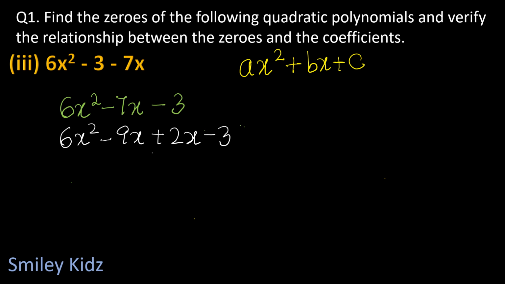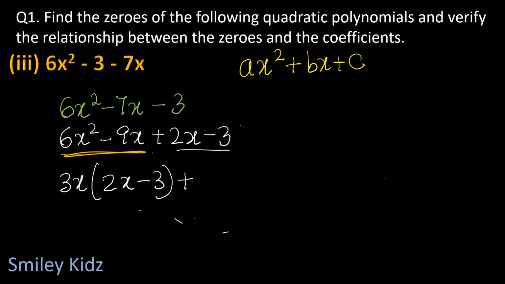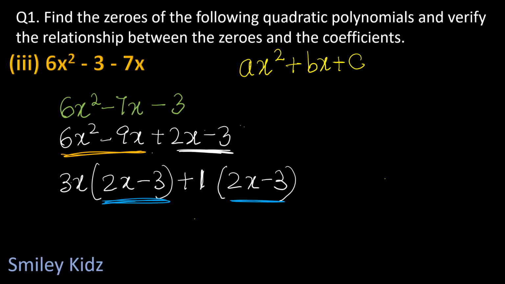Now, out of the first one, 6x square minus 9x, we can take out 3x common, isn't it? So it's going to be 3x common. So it will be 2x minus 3. Then in the second one, I'm taking 1 common out of it. So it will be 2x minus 3, because we don't have anything common to be taken out in the second one. So this is how we are ending up, and we are able to find that 2x minus 3 is common. So 2x minus 3 will be the first one.